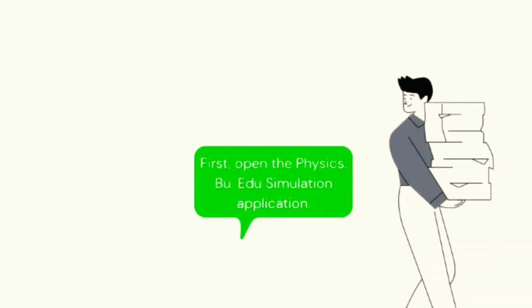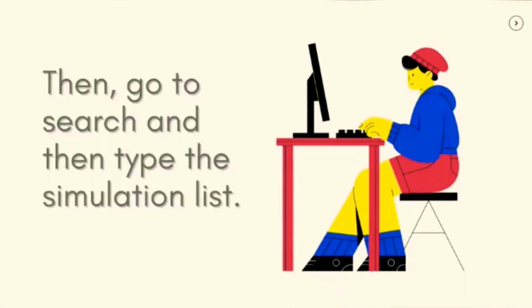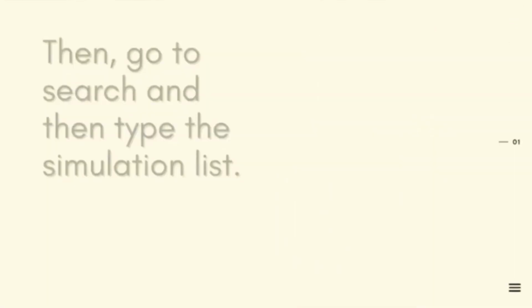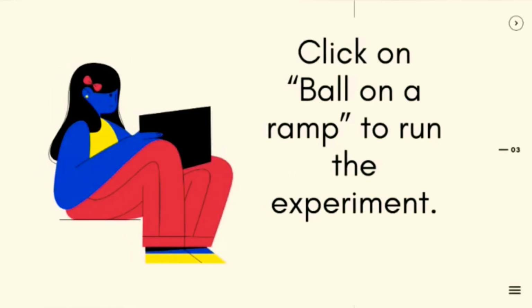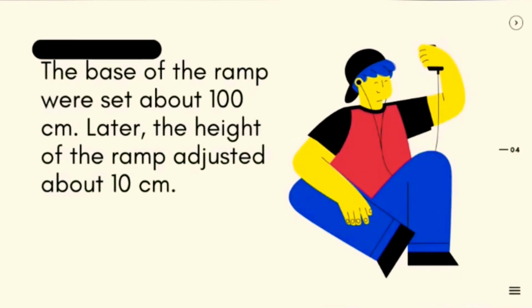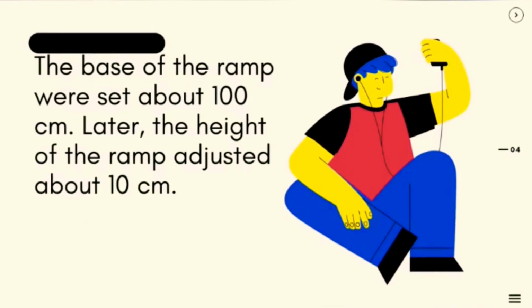Alright, first open the PhET Colorado simulation application and then go to search and type the simulation list. Next, click on ball on a ramp to run the experiment. Then, the base of the ramp was set to about 100 cm. Later, the head of the ramp was adjusted to about 10 cm.